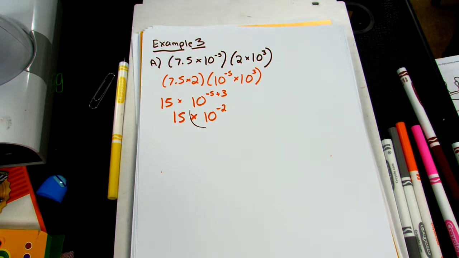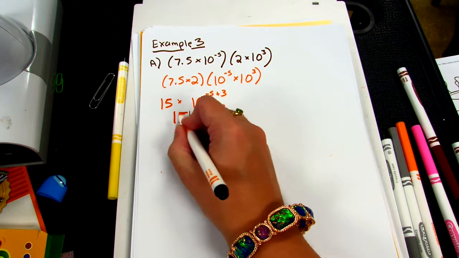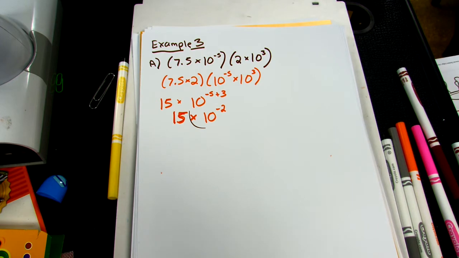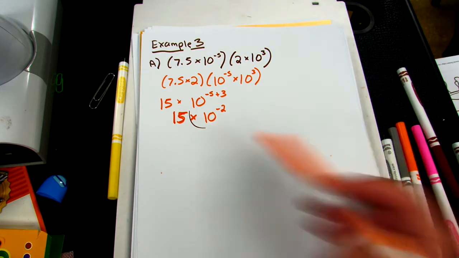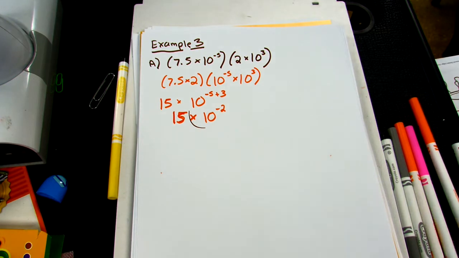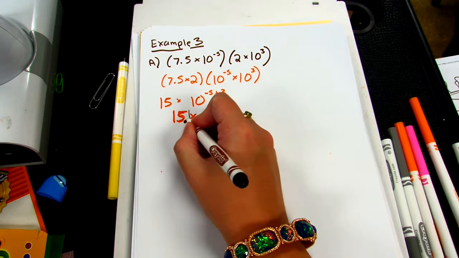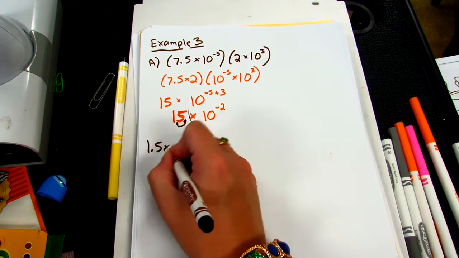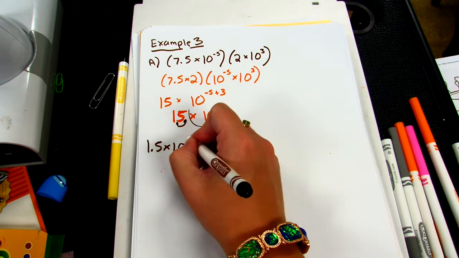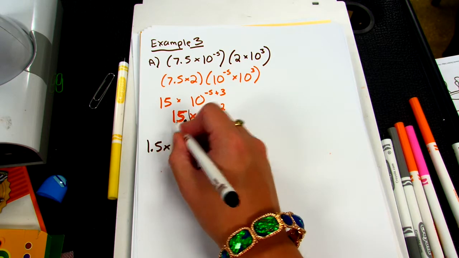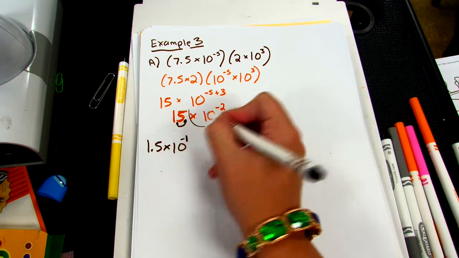However, I am still not done because this is not in scientific notation. This is a 15. Remember, your A value has to be between 1 and 10. 15 is not between 1 and 10, which means I have to change it. So 15, I have to move the decimal. So it'll become 1.5 times 10 to the, I moved the decimal once, but I moved it so that way it could be smaller. So it's going to be negative 1. So 10 to the negative 1.